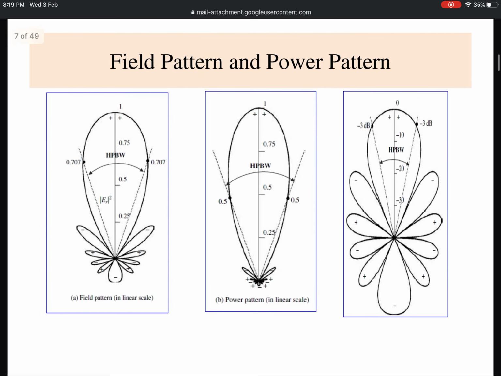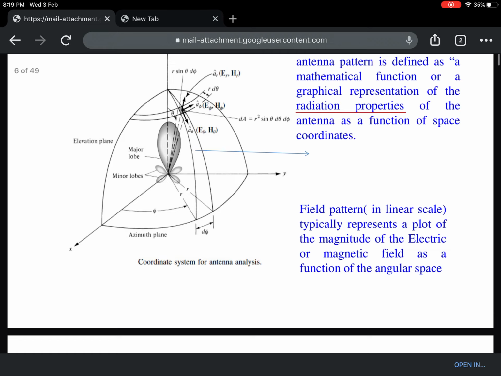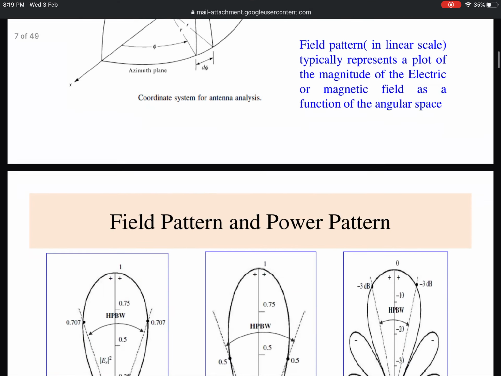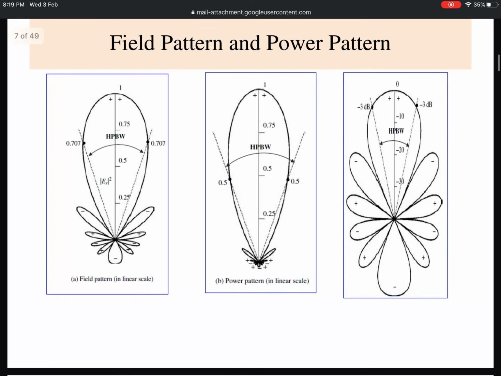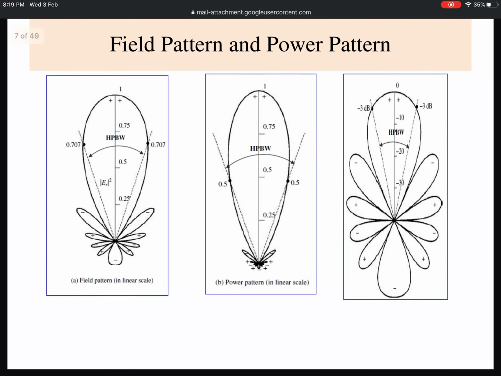Now if I look at the field pattern and power pattern, what I have done is take this 3D figure of the radiation pattern that we have seen and plot it in different scales. I plotted electric field amplitude, then power, and the third box is in dB scale. What I am trying to show here is the half power beam width, which is very important for an antenna. The half power beam width is basically the angular space inside the major lobe where the power becomes half or the amplitude becomes 1 by root 2. And in decibel scale, it is 3 dB down.